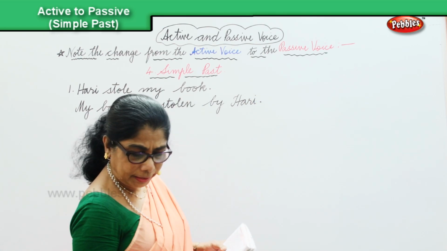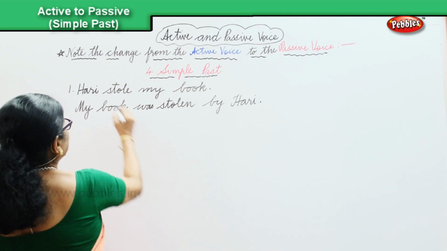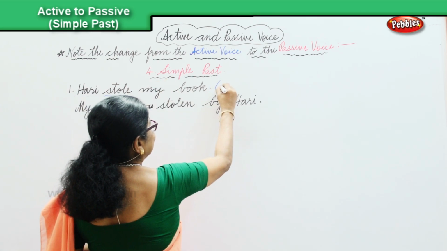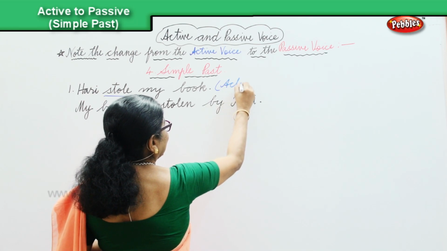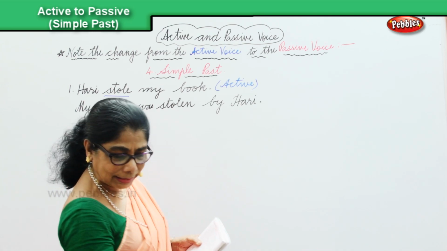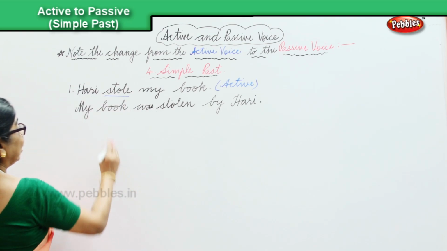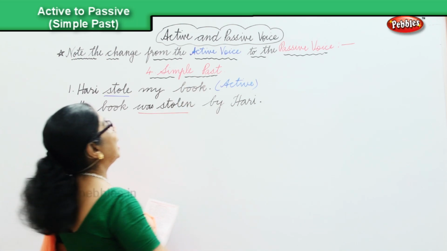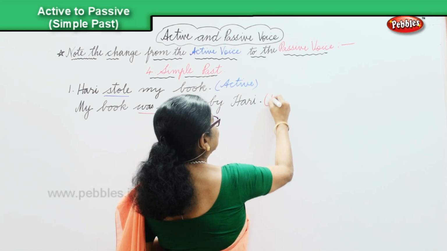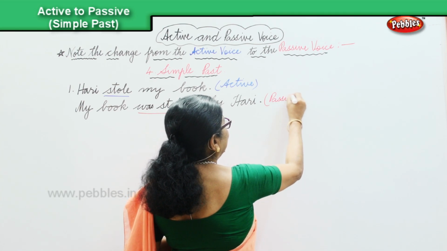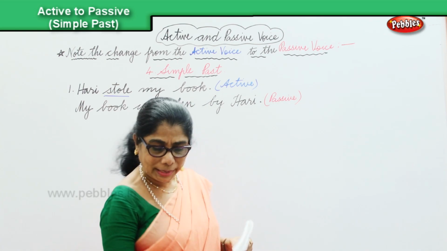Okay. All right. In the first we have stole, simple past. That is active sentence, active voice. And when you look at the second sentence, you have was stolen, simple past, and that is passive. The passive voice.